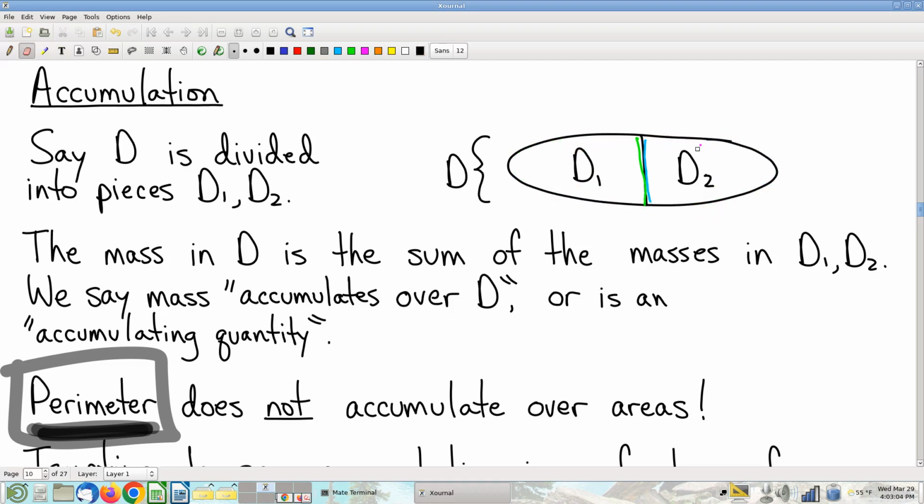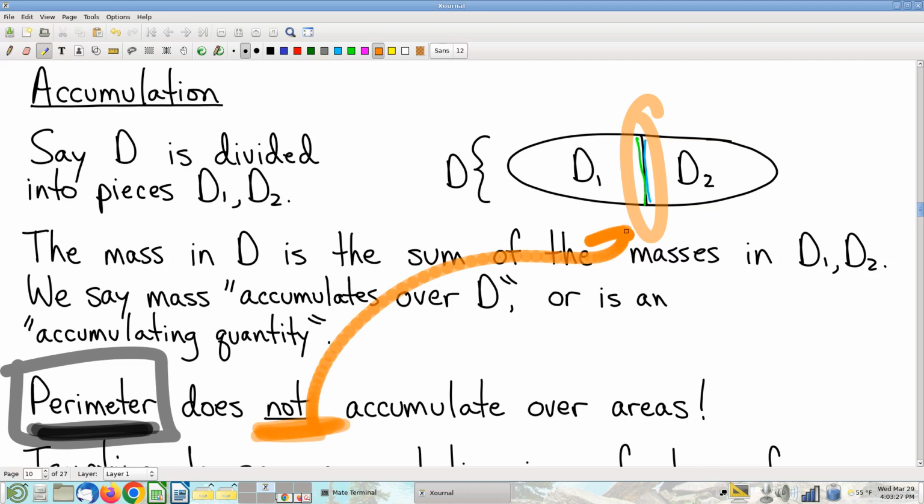Let me just erase. I know that those terms cancel in the equation. They're the same on both sides. Is there zero left over? No. Tragically, there's a bunch of curve. There's a bunch of distance left over. So in this case, the whole is less than the sum of the parts. So perimeter is not an accumulating quantity because there's leftover that's not zero.